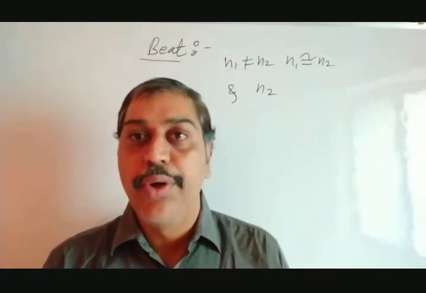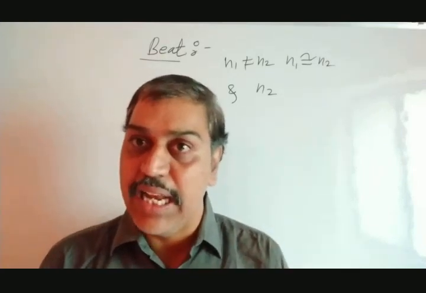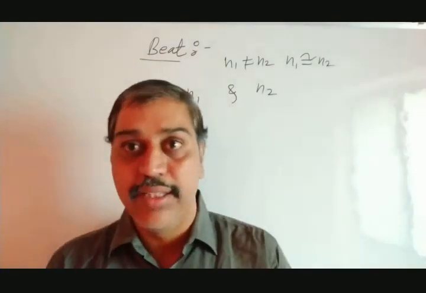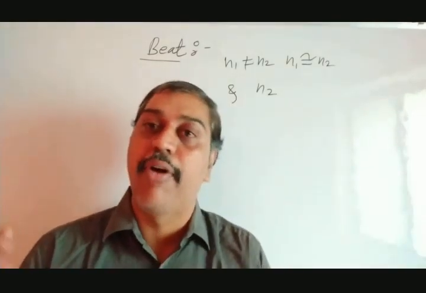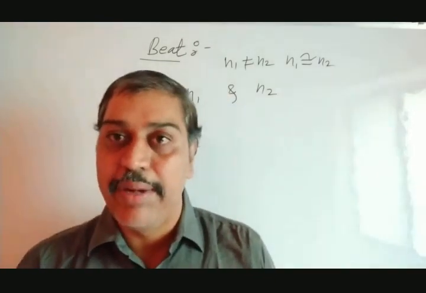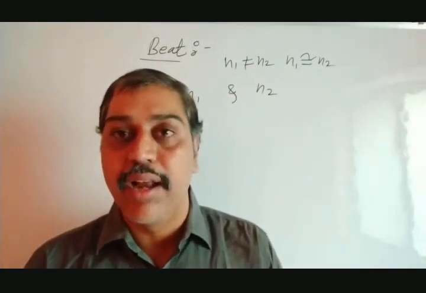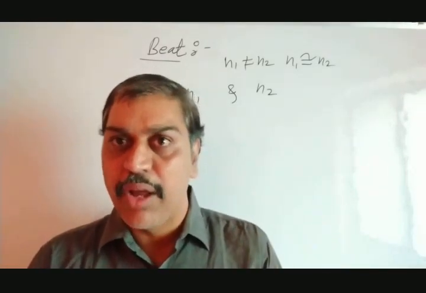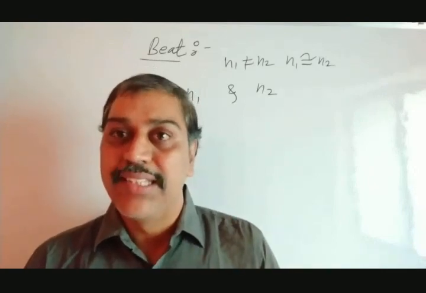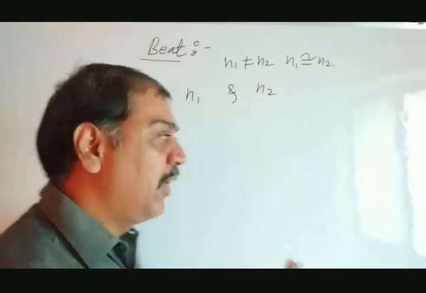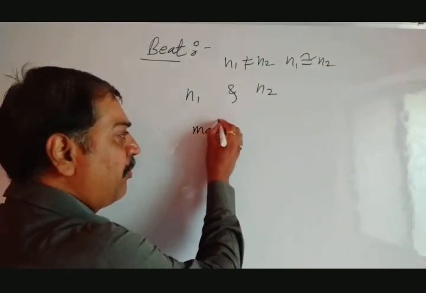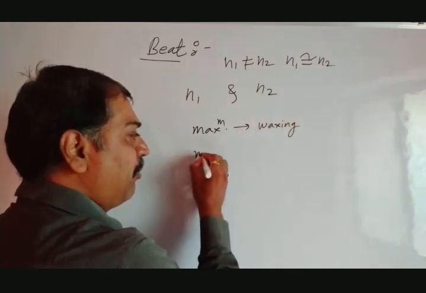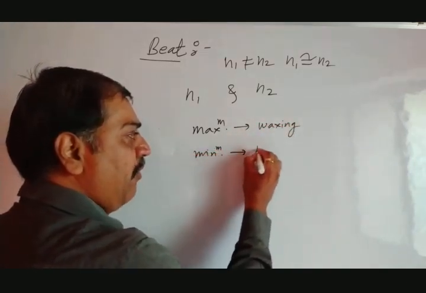Remember, if you take two tuning forks of exactly equal frequency, you can hear the sound of maximum intensity only. There is no minimum, because they combine together and form a resonance. But in the phenomenon of beat, there must be production of sound waves such that maximum and minimum sound can be heard alternately. The maximum intensity of sound is said to be waxing, and the minimum intensity of sound is said to be waning.